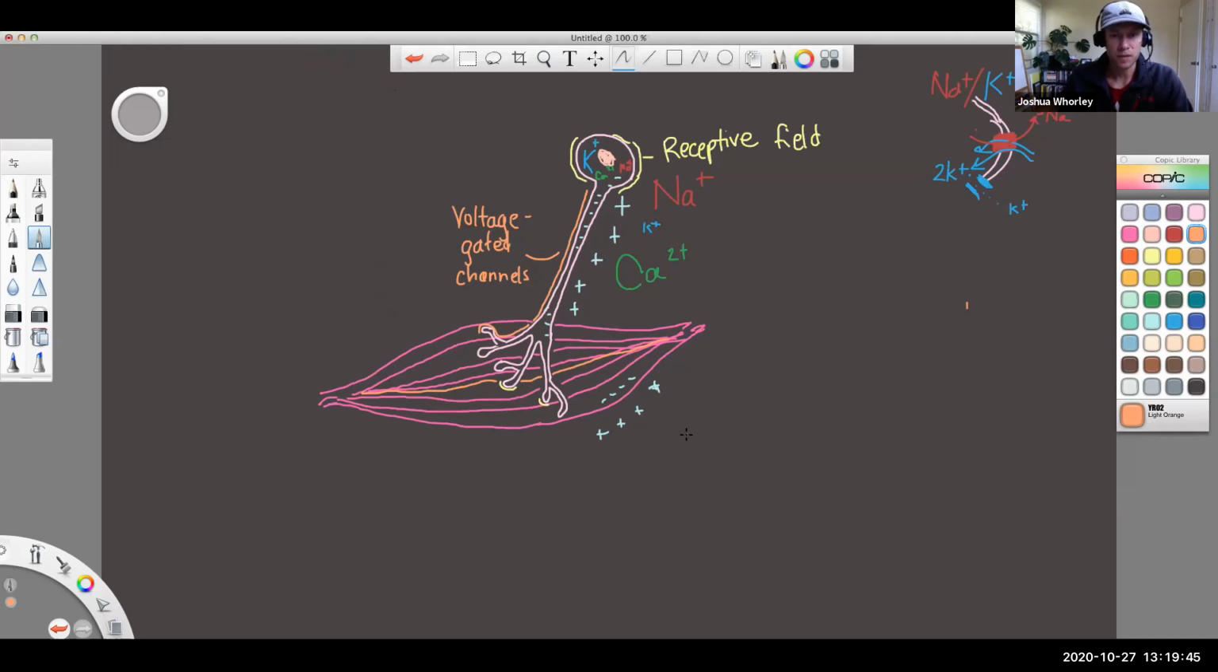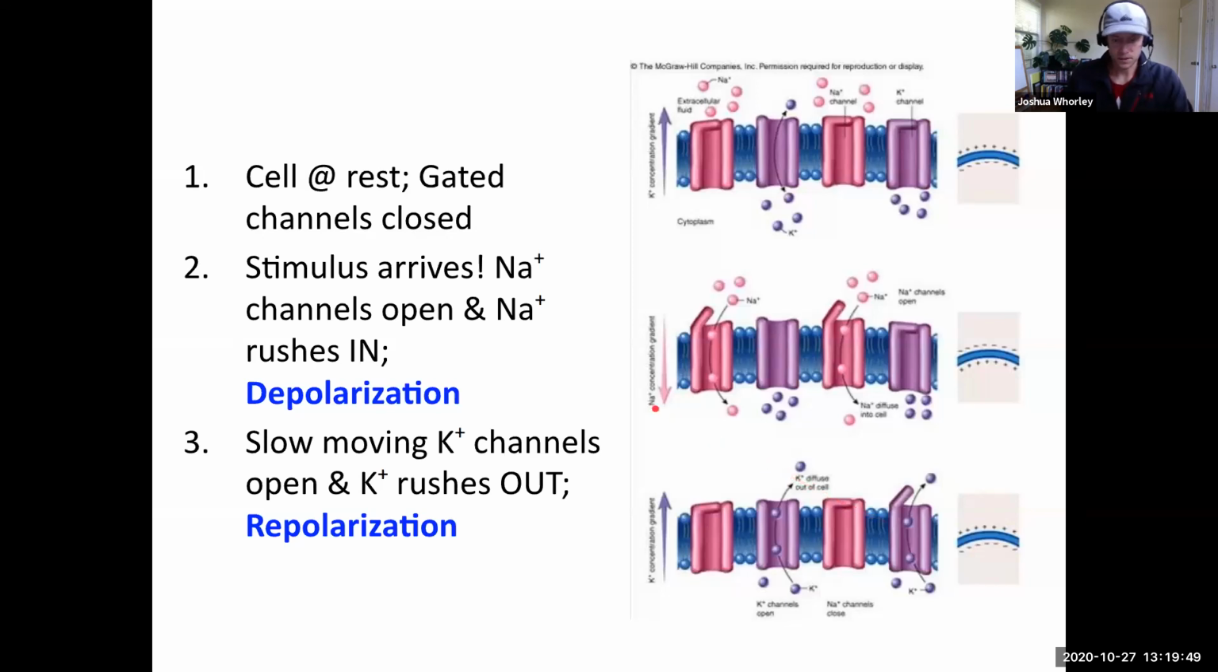Let's jump back now to our lecture, and we'll see when these voltage gated channels open, sodium rushes in, and that causes a large depolarization of the cell, right? When sodium rushes in. And I'm going to show you this in a minute.